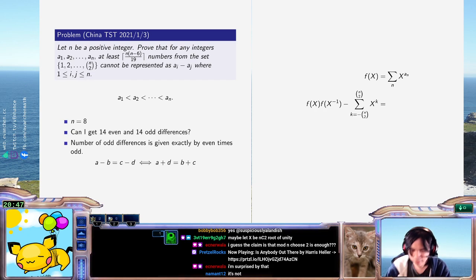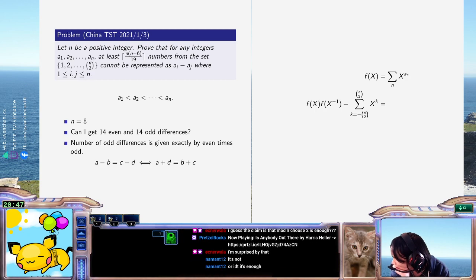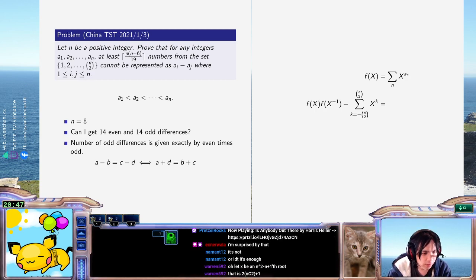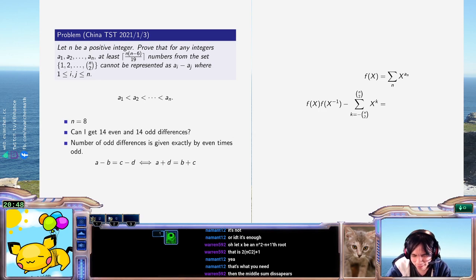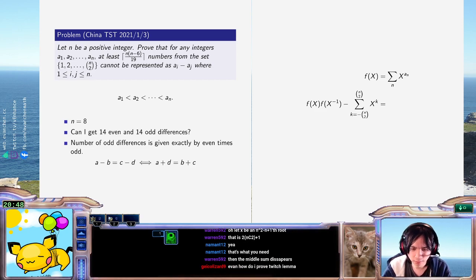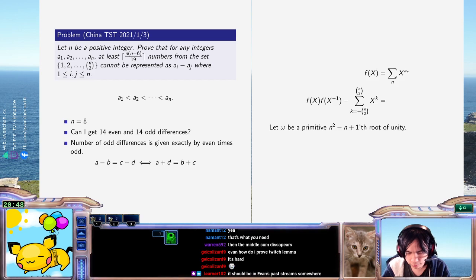Right, okay. What do you do with this? So when you subtract off, n squared minus n plus 1th root. Alright. Okay, so specialize that would be a primitive n-th root of unity. So now f of omega inverse is equal to, and I want to bound this from below.